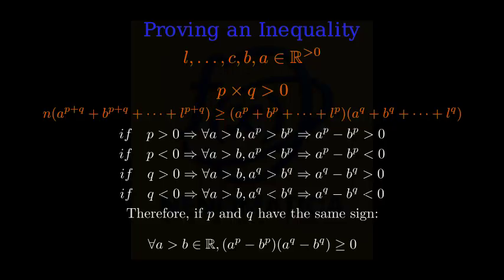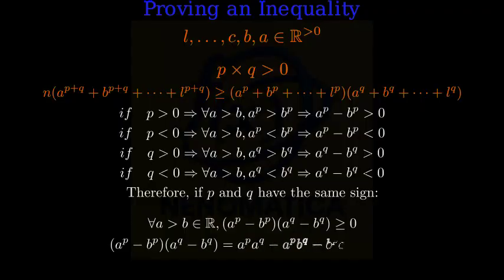Now, let's expand this product. When we multiply out a to the power of p minus b to the power of p times a to the power of q minus b to the power of q, we get a to the power of p plus q minus a to the power of p times b to the power of q minus b to the power of p times a to the power of q plus b to the power of p plus q.